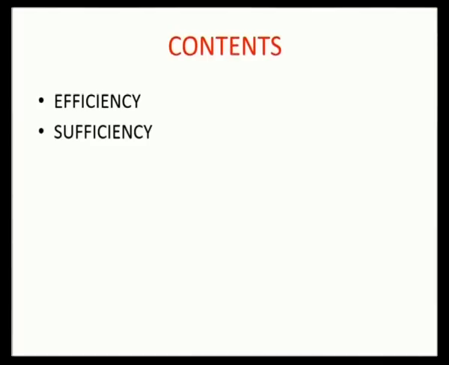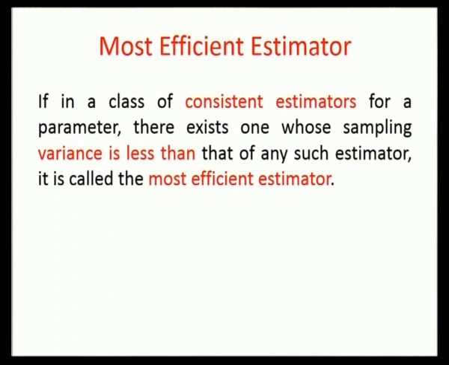Welcome to UGC lecture on mathematical sciences. Today's class we are going to discuss about properties of an estimator. Under properties of estimator, we are going to discuss about efficiency and sufficiency of an estimator. Before defining what is an efficient estimator, it is better that you should know the concept of most efficient estimator. If in a class of consistent estimators for a parameter, there exists one whose sampling variance is less than that of any such estimator, it is called a most efficient estimator.